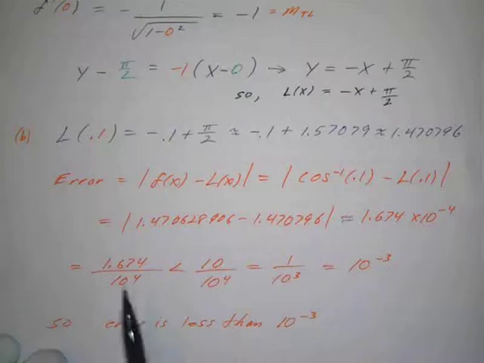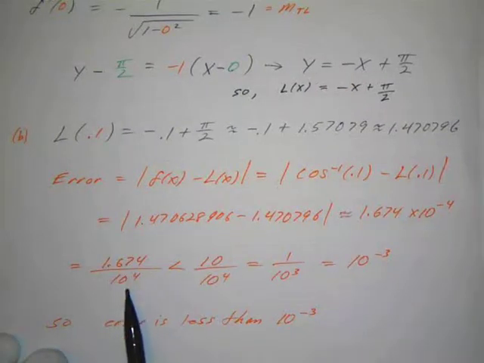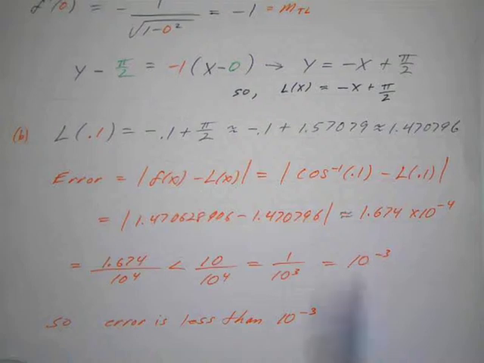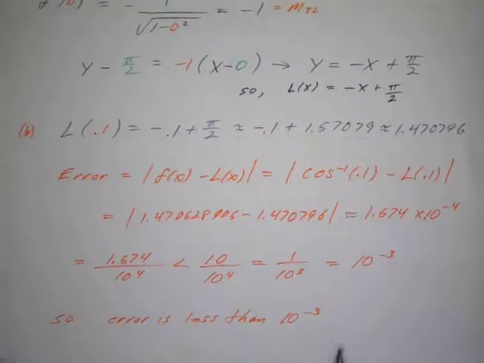And that's the same thing as 1.674 over 10 to the fourth. That's less than 10 over 10 to the fourth, and one of these will cancel with one of those. So that's 1 over 10 to the third, which is 10 to the minus 3. So the error is less than 10 to the negative 3.